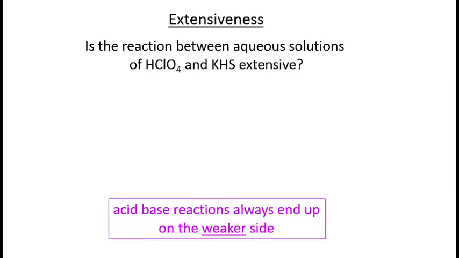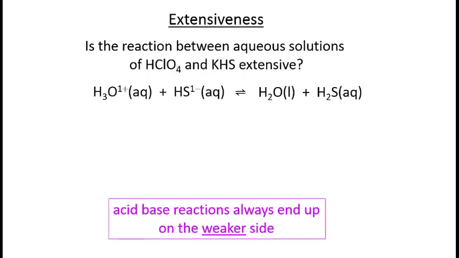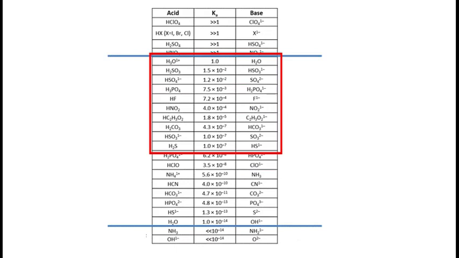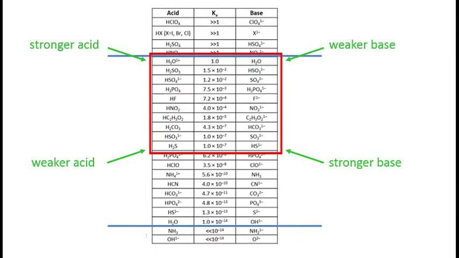Our last example asks if the reaction between perchloric acid and potassium hydrogen sulfide is extensive. We use the balanced equation we used previously. Again, we assign acids and bases, noting the 2 conjugate pairs. Going to the acid-base chart one more time, we put a rectangle around the reaction components. On the acid side, hydronium is the stronger of the 2 acids. On the base side, hydrogen sulfide ion is the stronger of the 2 bases.